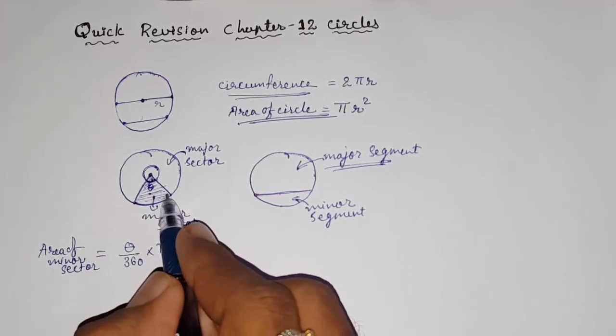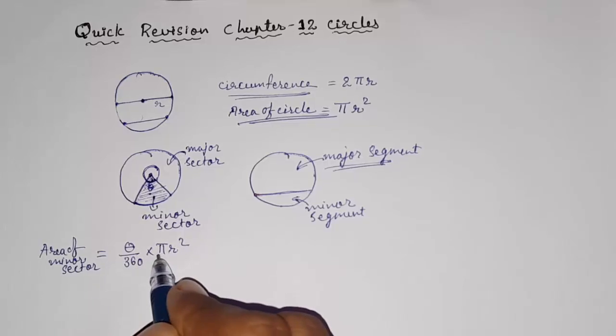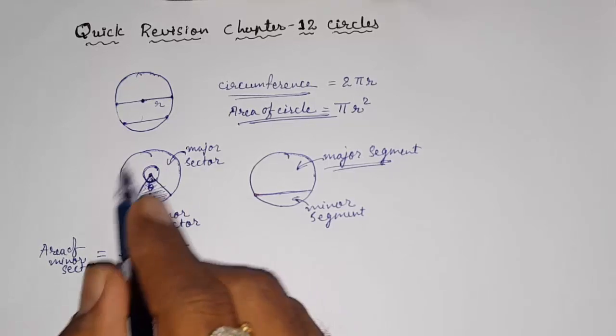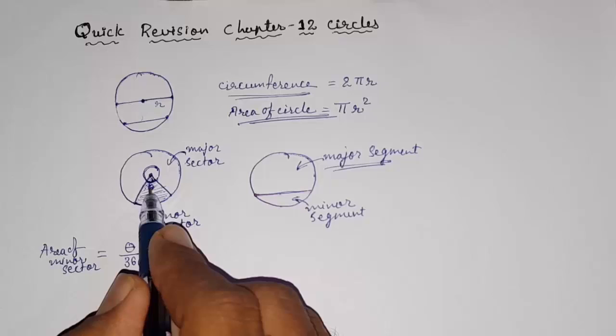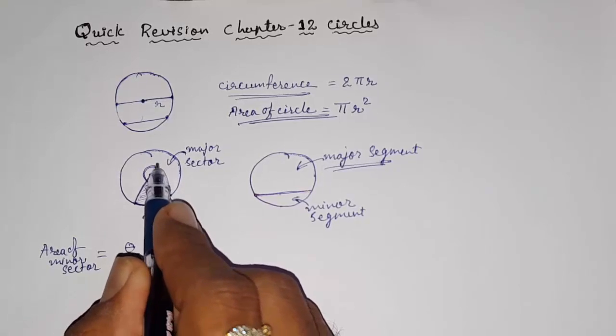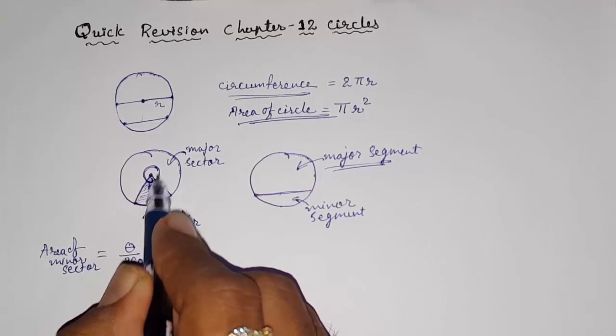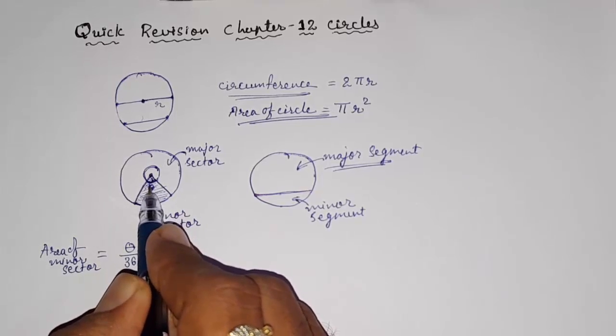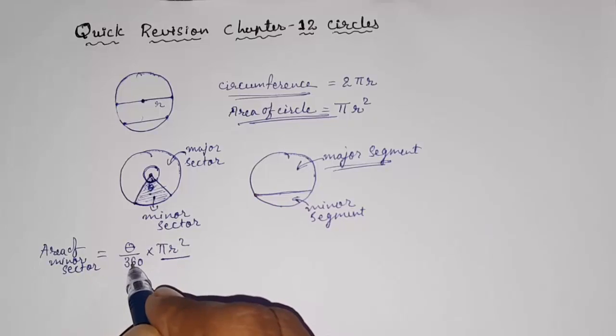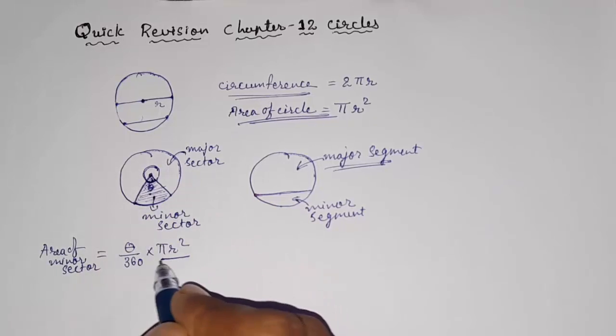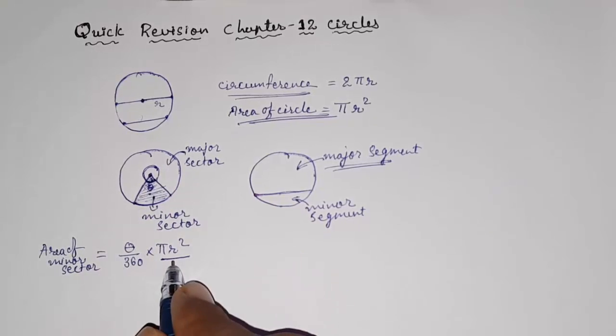This is the minor sector, and this is the formula: theta by 360 into pi r square. We know the whole circle formula is pi r square, but this is a fraction, theta out of 360. This angle out of the whole angle will be our fraction into pi r square. So this way you can find the minor sector.